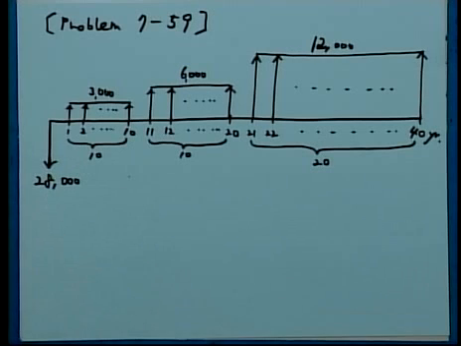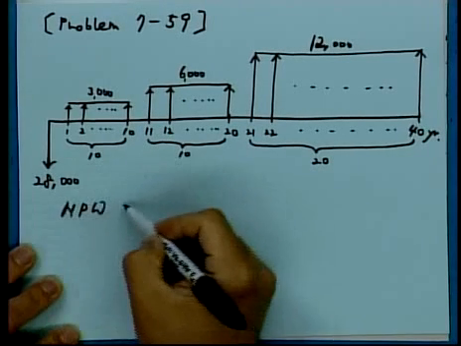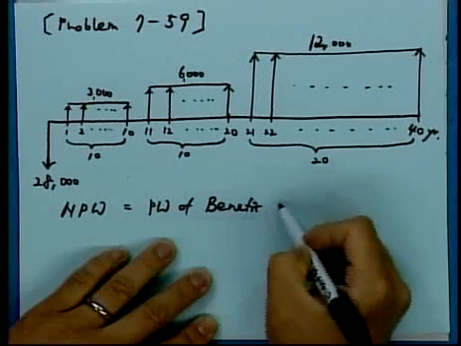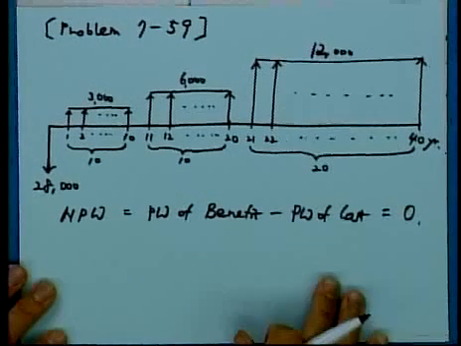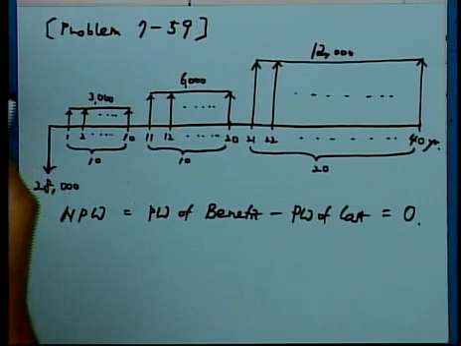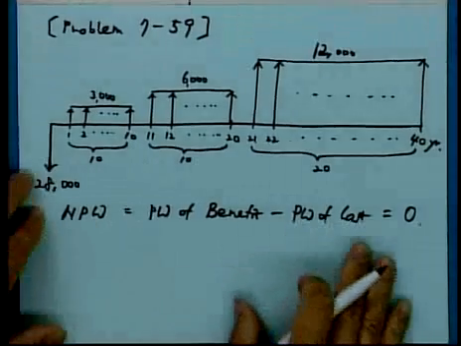So to find the internal rate of return, again, we are going to use net present worth, which can be computed by present worth of benefit minus present worth of cost equal to 0, okay? So here, how do you get the net present worth?